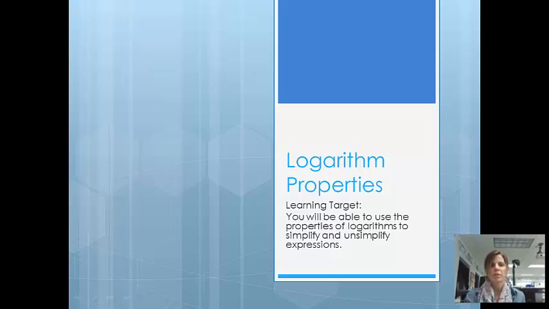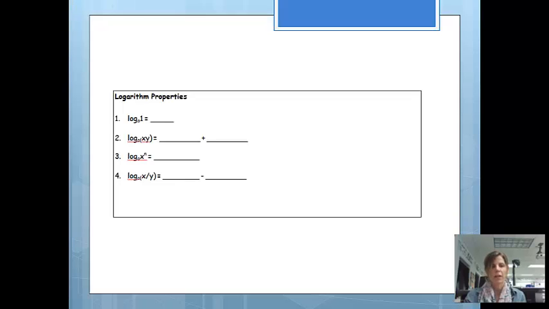In Chapter 5, we will be studying logarithm and exponential derivatives and integrals. I thought it might be helpful, before we actually studied those, if we were somewhat more familiar with working with logarithms and with exponential functions. So at the end of this lesson, you'll be able to use the properties of logarithms to simplify and unsimplify expressions. All right, let's go ahead and look at logarithm properties.